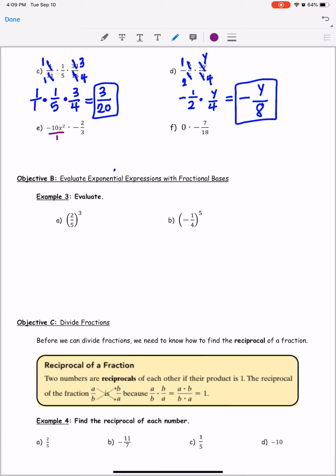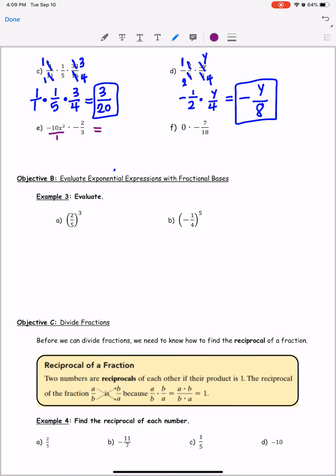Okay? So, can you cross reduce? You've got 1 and 2. Anytime you have 1, that's not divisible. Look this way. You've got negative 10 and 3. Well, 3 is a prime number, so you can't divide. So on this one, just multiply straight across. We do have negative times negative, so my answer will be positive.